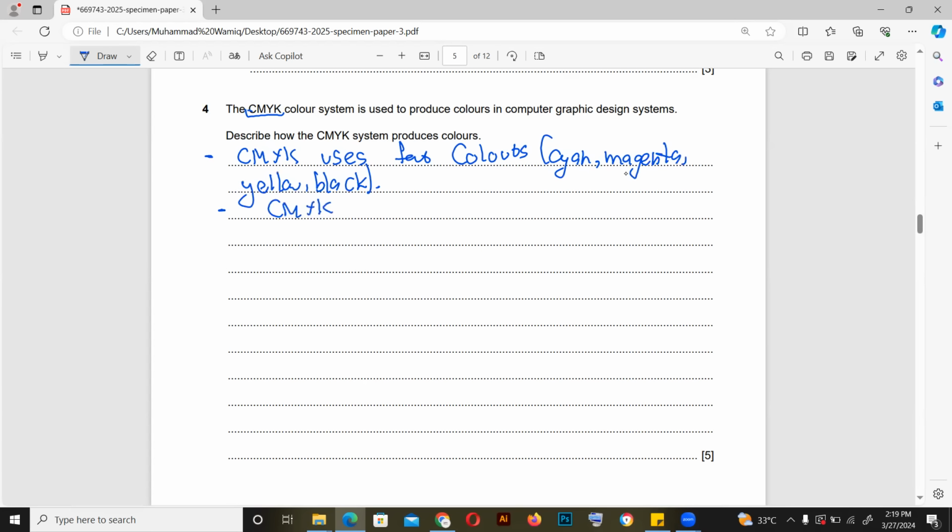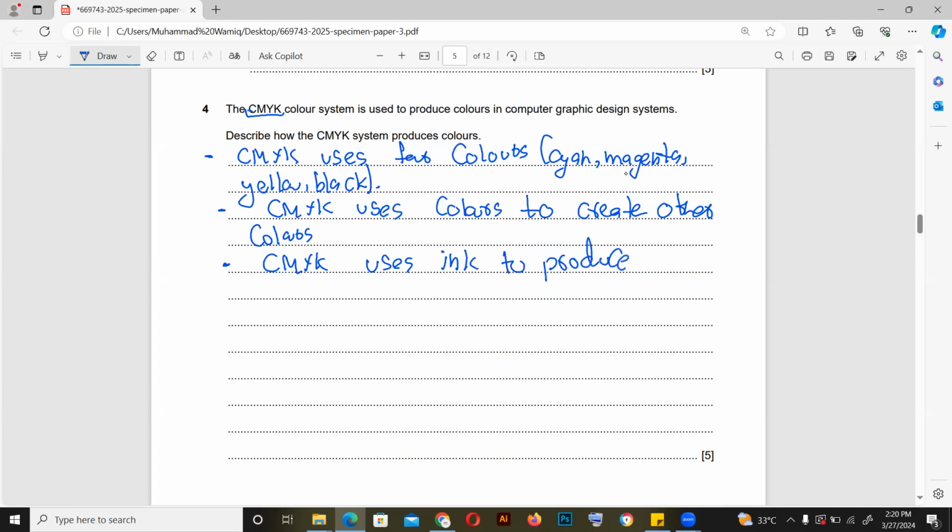CMYK uses colors to create other colors. What it does is that it subtracts those color values in order to create new colors. So you can either write CMYK uses colors to create other colors, or you can write CMYK subtracts other colors to make new colors. CMYK also uses ink to produce colors on a medium.